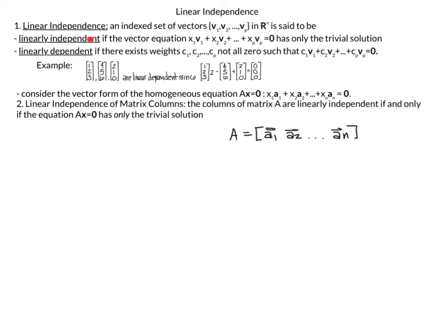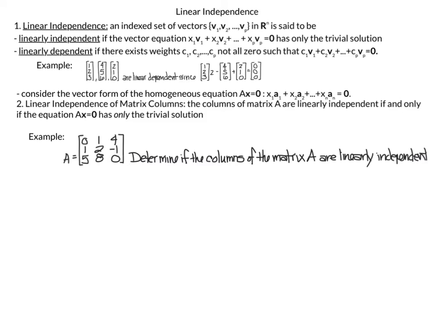And what this is saying for the matrix equation is that the columns of the matrix A, that is, the columns a1, a2 up to an, are linearly independent if and only if the matrix equation Ax equals 0 has only the trivial solution. So these are equivalent statements, and you should take a look at it and convince yourself that is so. And we will do this next example.